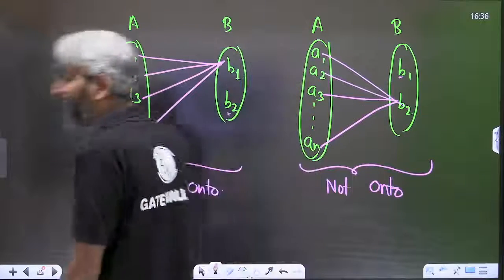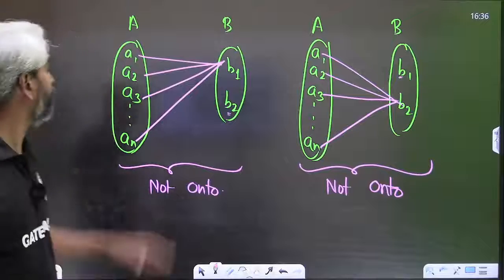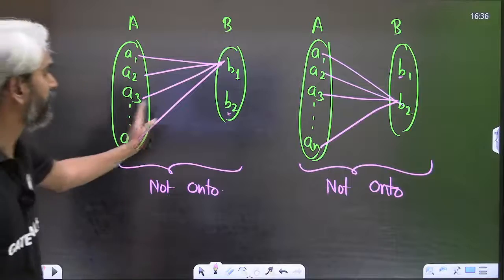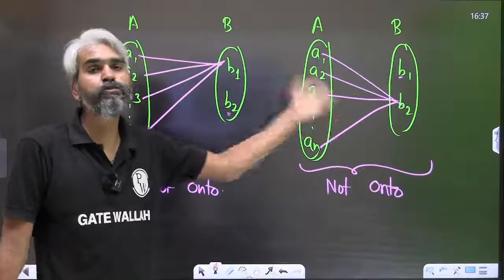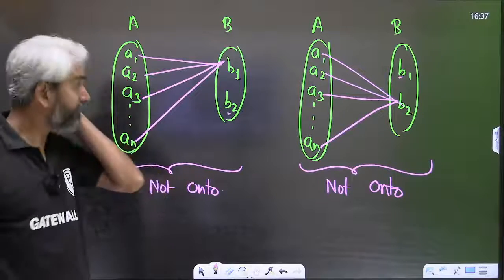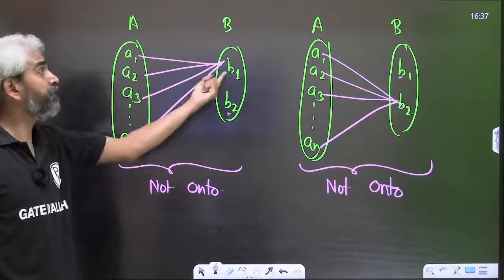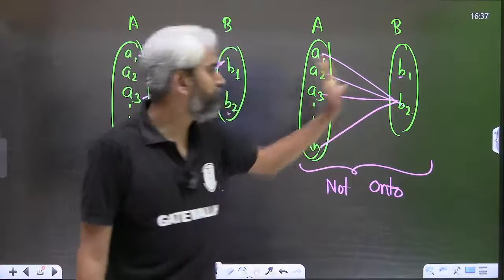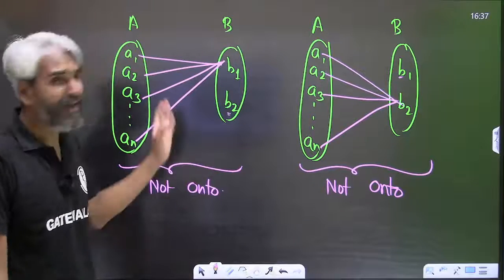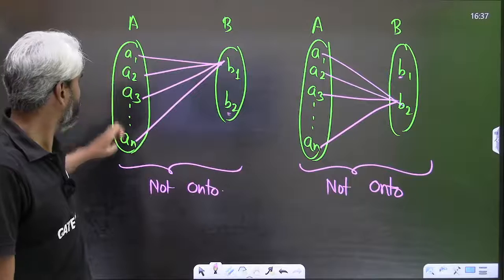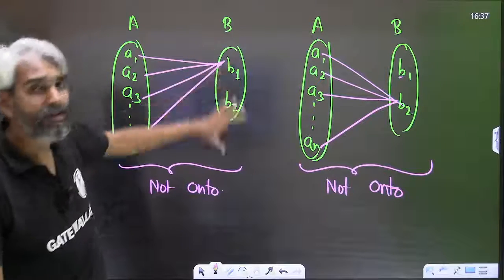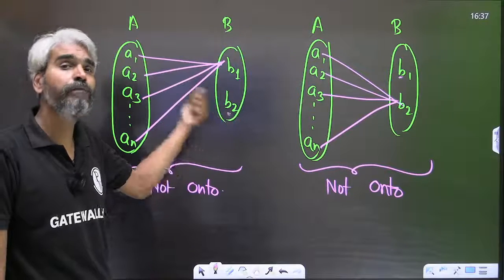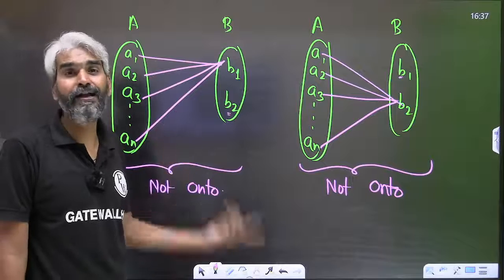Now my question is, can I have any other function from set A to set B which is not onto, apart from these two functions? One is when every element of set A maps to element B1 of set B, another when every element of set A maps to element B2 of set B. If you have any other function, then the elements of set A will include both the elements of codomain. That means no element in the codomain will be left unmapped by the domain, and it will become an onto function.